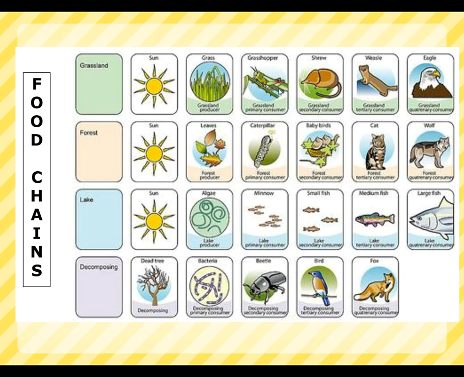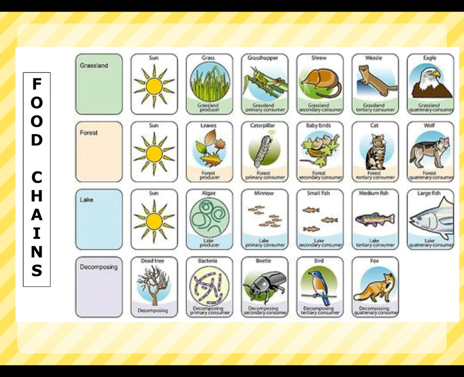What are these? Are these food chains or these food webs? These are a chain linked from one link to the next. So if you'll imagine, here's a grassland food chain, a forest food chain, a lake food chain, and then a decomposing food chain. These food chains you could easily put into a web on a piece of paper, and you could show that an eagle eats larger fish or medium fish.